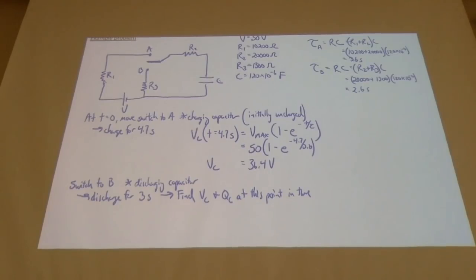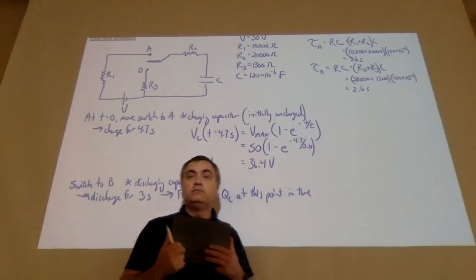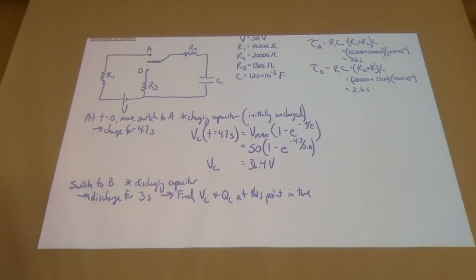Is that 3.6 under the negative 4.7? Yes, that is 3.6. Negative 4.7 divided by the 3.6 time constant we got up there. Okay. That's the voltage across the capacitor. That is the voltage across the capacitor at that point in time.